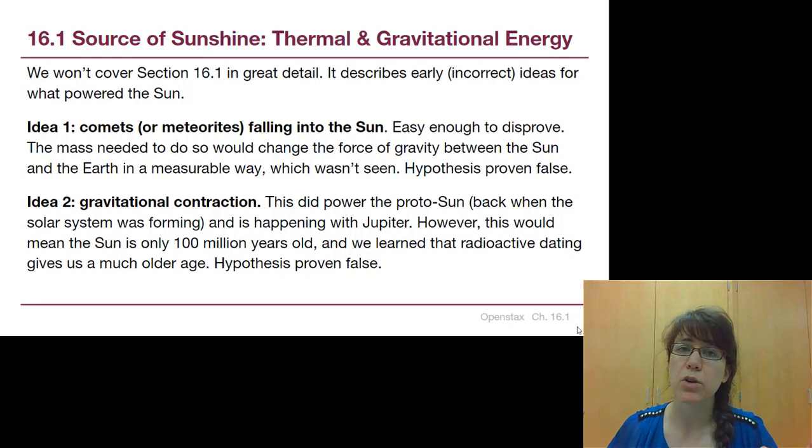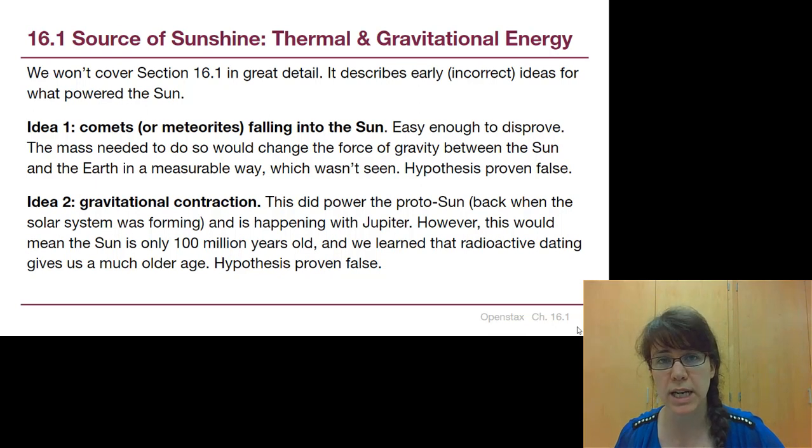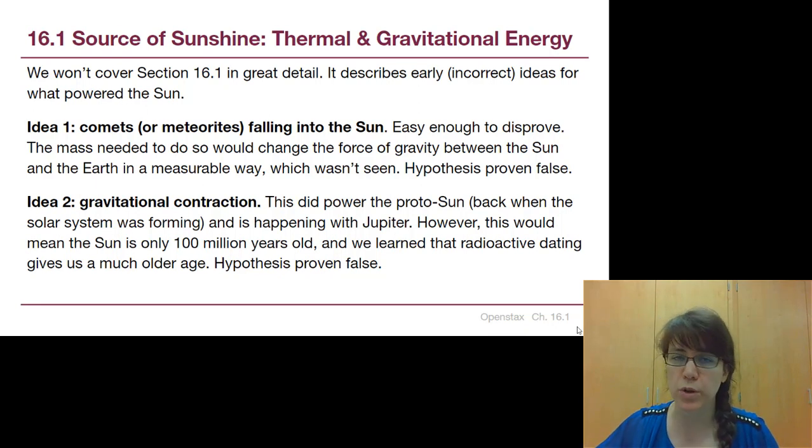But if we went through the calculations, which even when this was an idea, was physics that people were aware of, it would mean that the sun was only 100 million years old, which seems nice and long enough if you don't have any sense of how old the solar system is. But once we had radioactive dating measurements that show that the solar system is 4.5 billion years old, then we knew that gravitational contraction couldn't work. The sun would have collapsed itself down in that period of time if that's how it was powering itself.